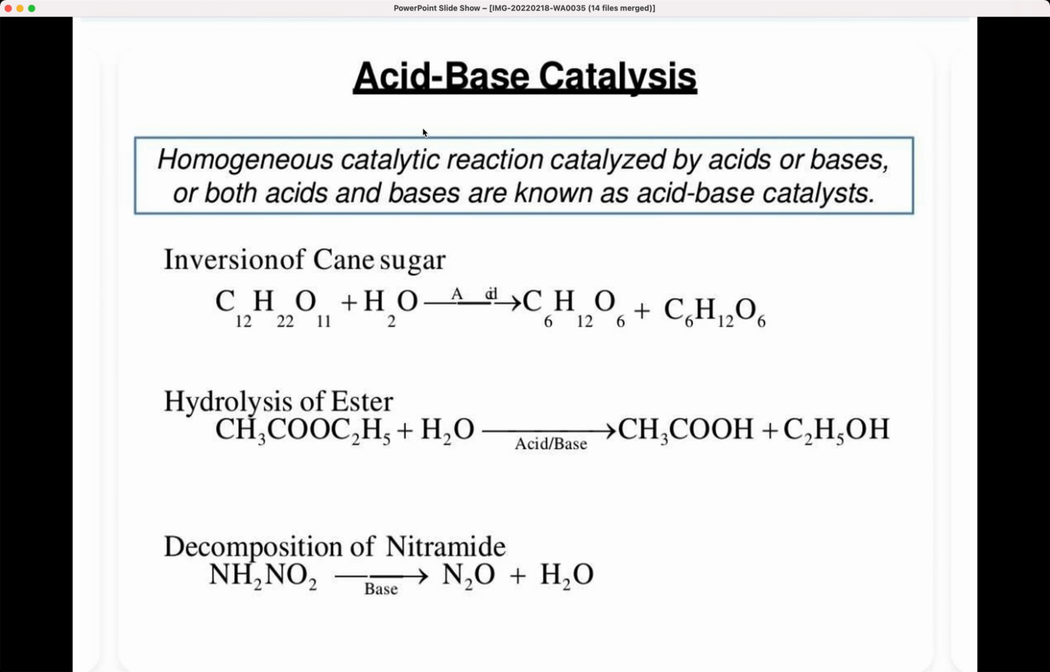Okay. Now acid-base catalysis. So homogeneous catalytic reaction catalyzed by acids or bases, or both acids and bases, these are known as acid-base catalysts. For example, inversion of cane sugar, when it reacts with water, you get C6H12O6 2 times. Hydrolysis of ester, H2O, that is in presence of acid and base, you get an acid and an alcohol. Then decomposition of nitramide, in presence of base, you get N2O plus H2O. And all these are examples for acid-base catalysis.